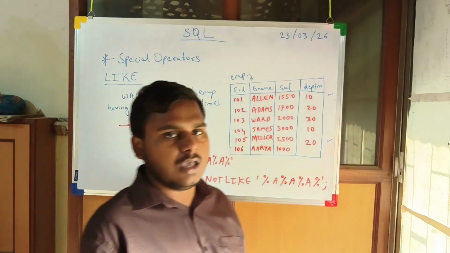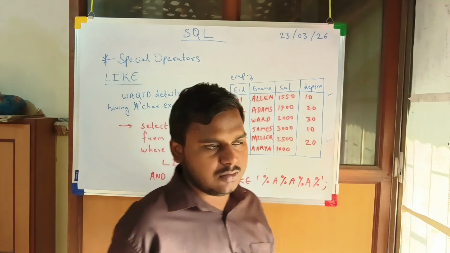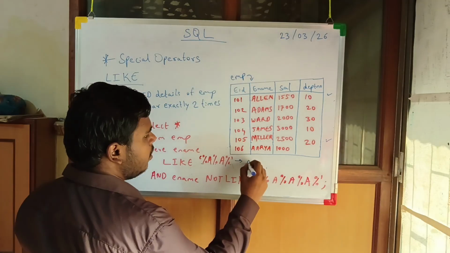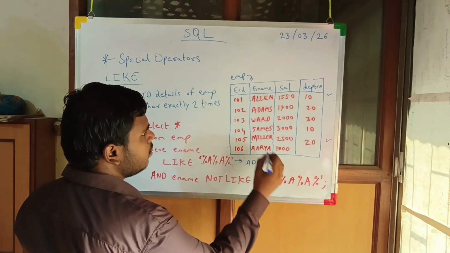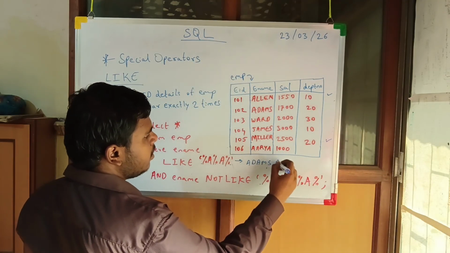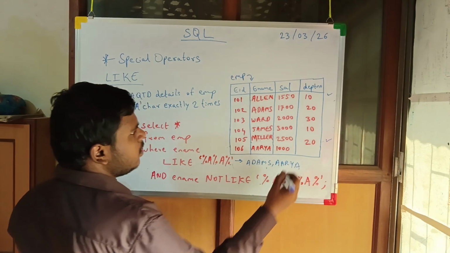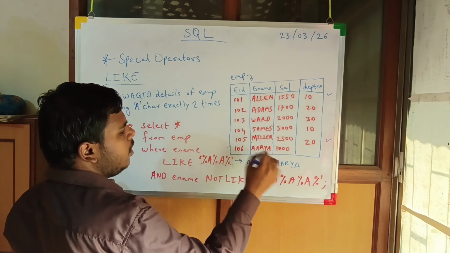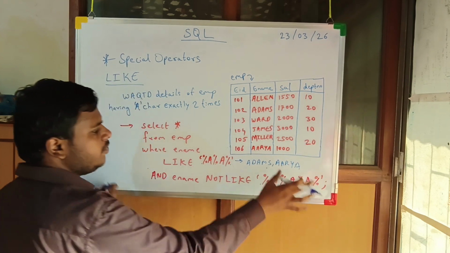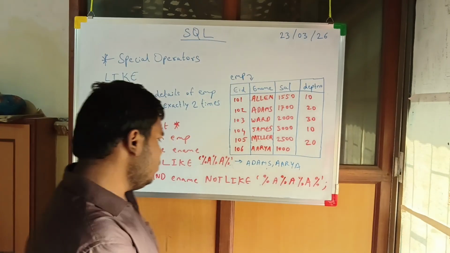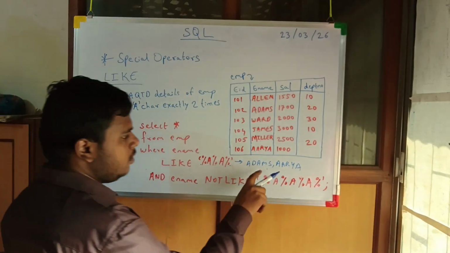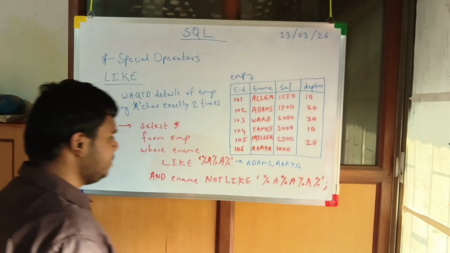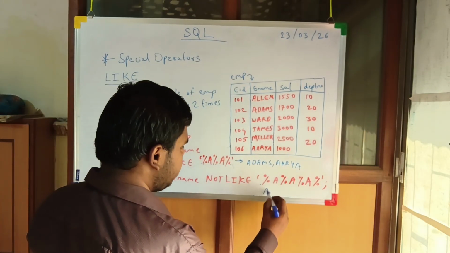At least 2 A. All the names having at least 2 A will be selected. So which names will get selected? Here the names that will get selected are Adams and Arya. Any other name? Alan will not get selected. So the first condition will select these 2 names. Now in the second, not like means if these 2 names are accepted by this also, then it will reject. So let's check for Adams.